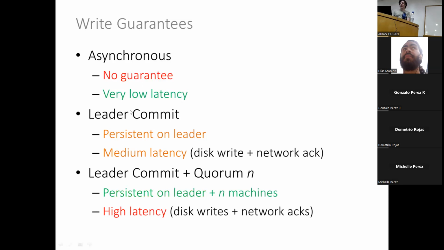So we see here that we have certain trade-offs between efficiency. The most efficient being asynchronous, the least efficient being leader commit and quorum n. And we have a trade-off with guarantees or consistency. The weakest consistency here is asynchronous. We actually don't even know if the thing was recorded or not. While the strongest would be, amongst these options, the leader commit and quorum n.